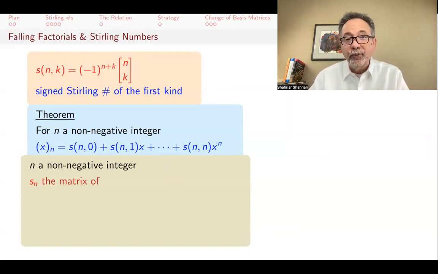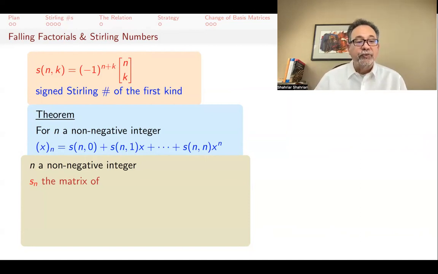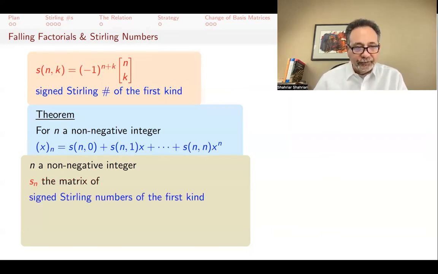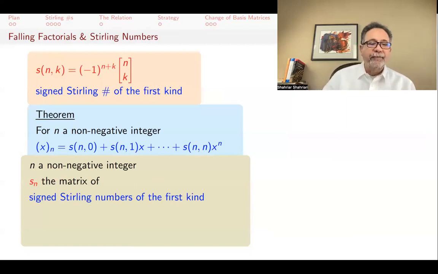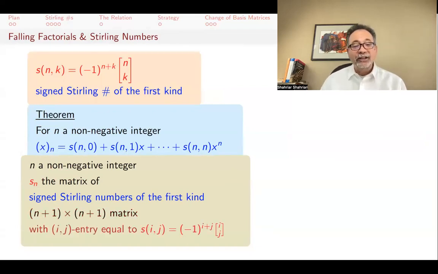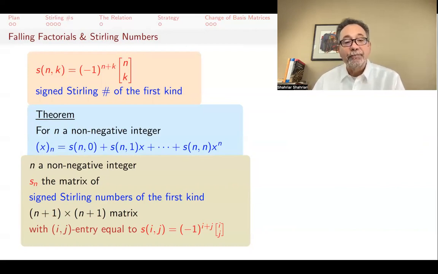And you should watch that if you want the proof, and if you don't believe the pattern, which you shouldn't really. You should really watch the video to see what the proof is, or try to come up with it yourself. That's even better. It's a little bit hard to do, but you might be able to succeed. So S_n is the matrix of signed Stirling numbers of the first kind, and what is that? It's an (n+1) times (n+1) matrix, and its entries are these signed Stirling numbers. The ij entry is (-1)^(i+j) times the Stirling number [i, j].